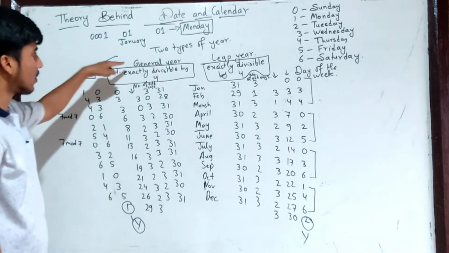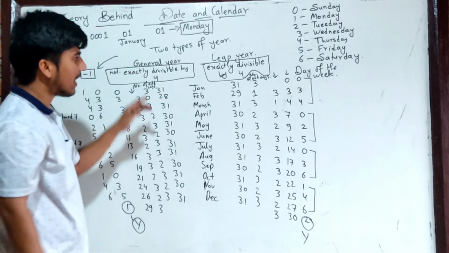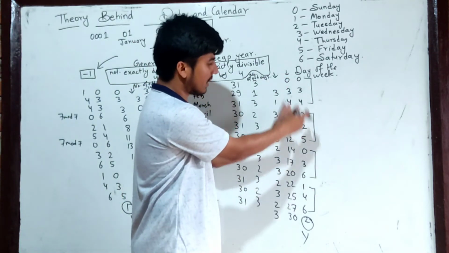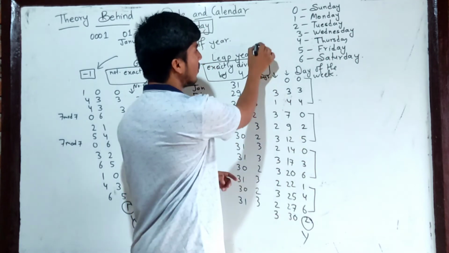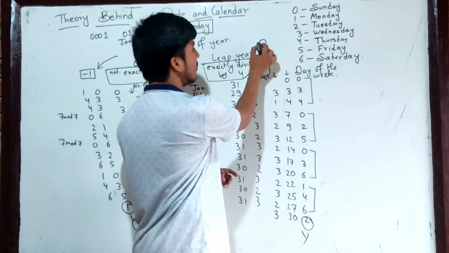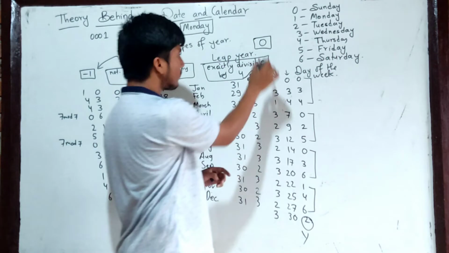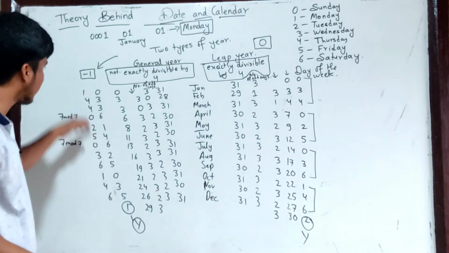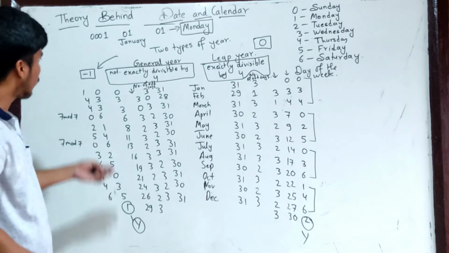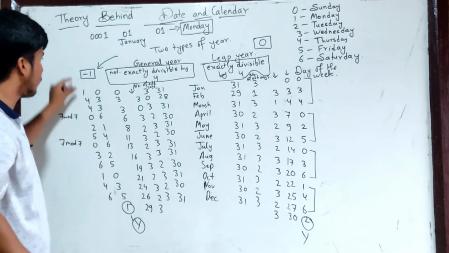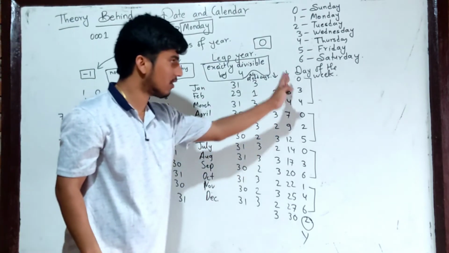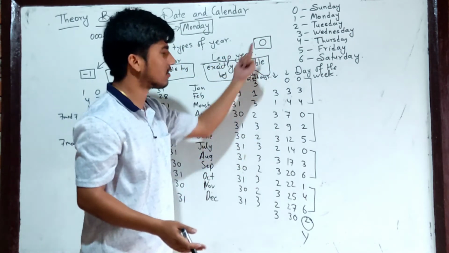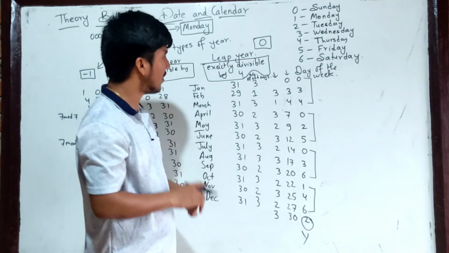For what year? General year. And for the calculation where we haven't added anything, we have to subtract what? 0. So this is our correction factor, right? For making these numbers memorizable, we have added 1 here, so we must subtract 1, but we have done nothing here, so we are going to subtract nothing. That means we are subtracting 0, which is nothing.